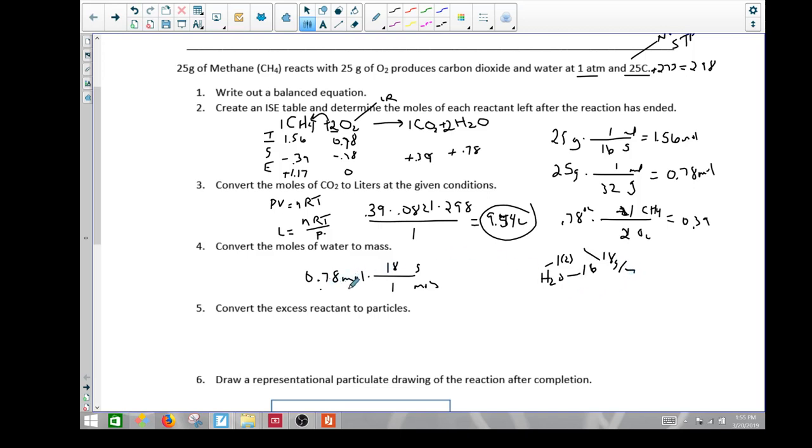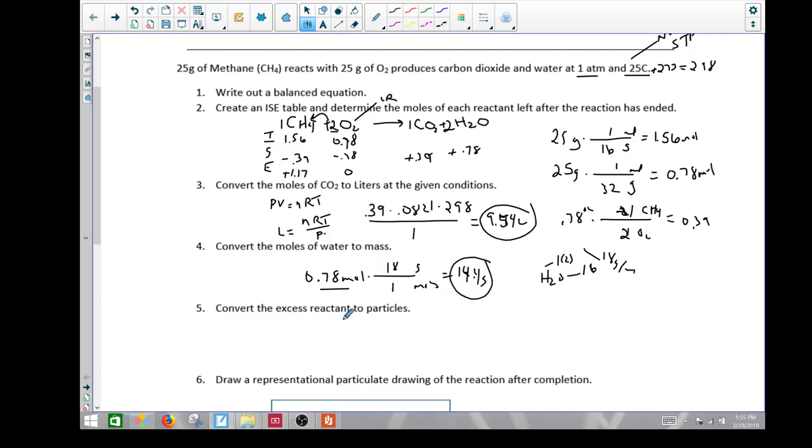That's how much 1 mole weighs. I have 0.78 moles, so I'm not going to get 18. Less than 18, 3/4 of 18. 0.78 times 18 equals 14.4, and that's about that. 14.4 grams.